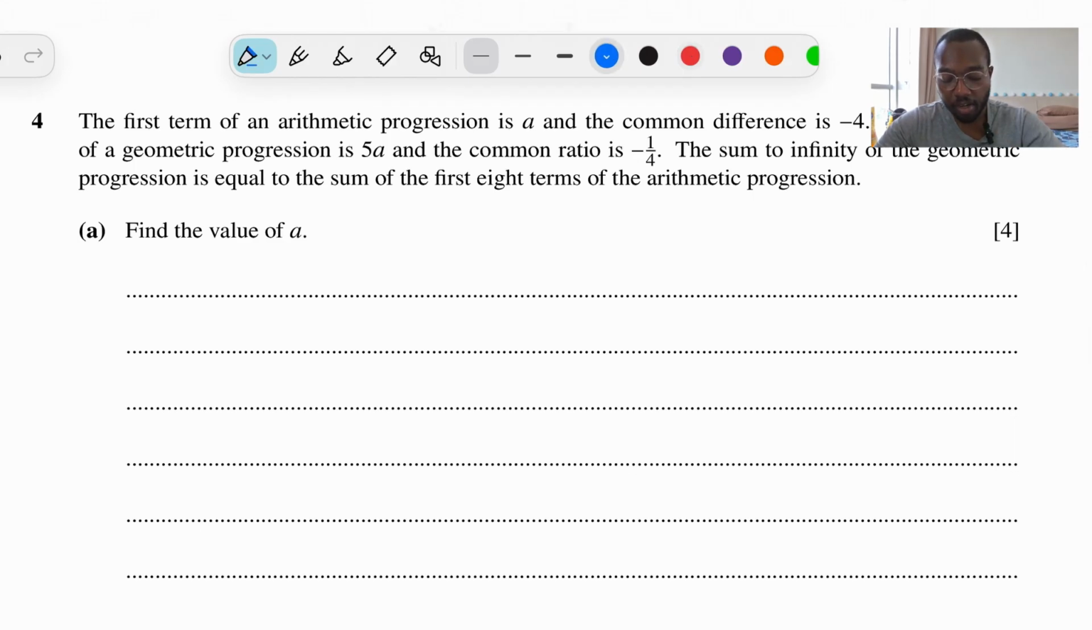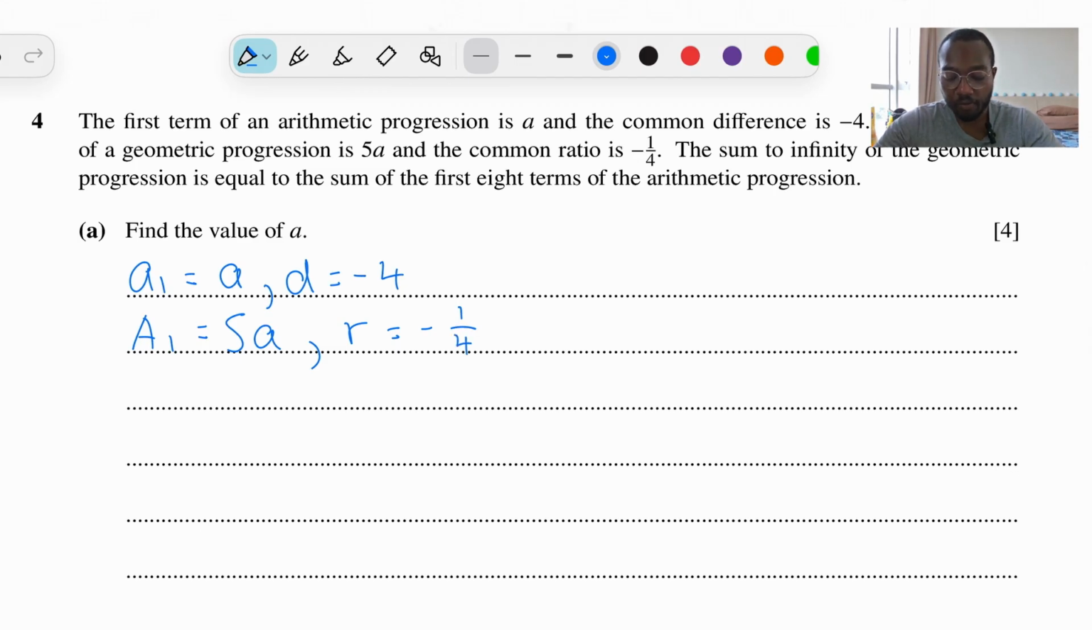So let's start by writing down some things for the arithmetic progression, okay? We know that the first term is a, so we know that a1 is simply a. We're told the common difference is minus 4, so we know that d is minus 4. So that's the arithmetic progression. Now the geometric progression, we know the first term of that is 5a, so I'm going to write that as capital A1. We know that is 5a. And we know the common ratio is minus 1 over 4. Okay, so just written down some values.